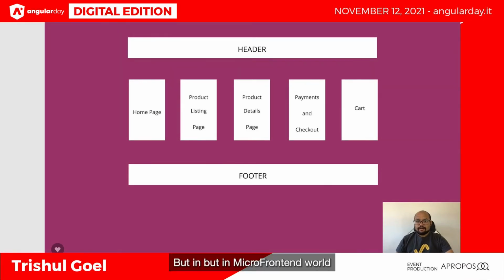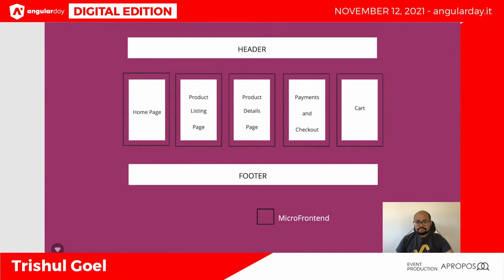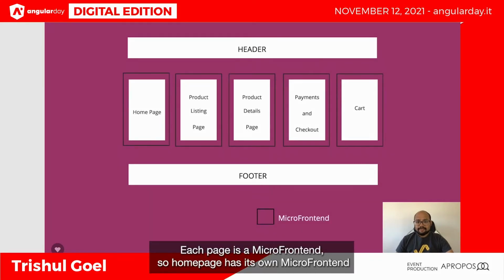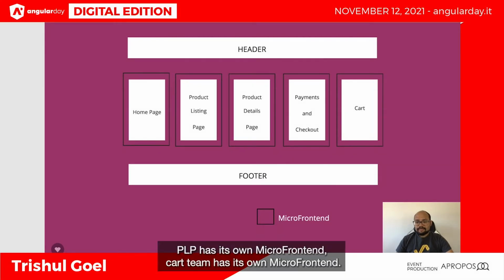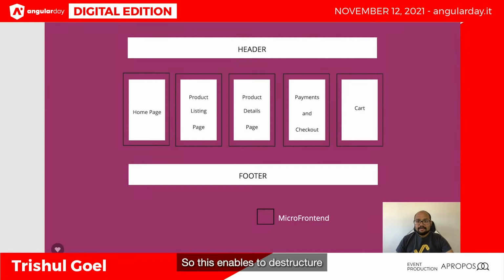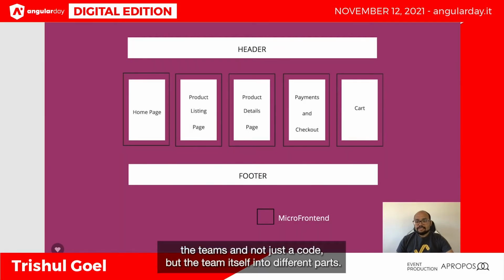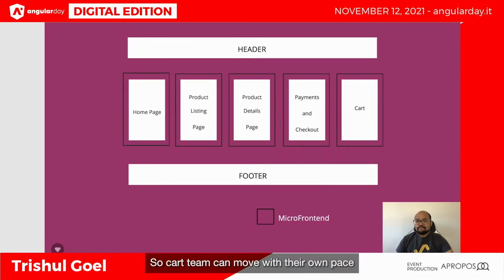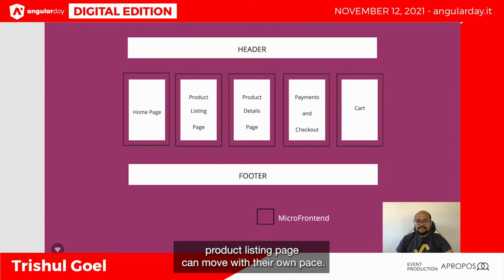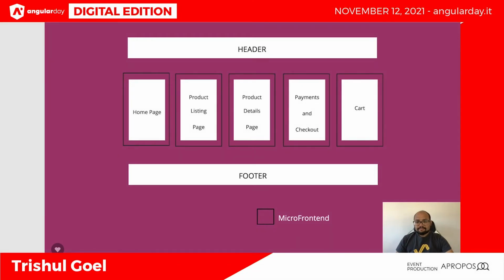But in micro frontend, what? Each page is a micro frontend. So the homepage has its own micro frontend, PLP has its own micro frontend, the cart team has its own micro frontend. So this enables us to decouple not just the code, but the team itself, into different parts. So the cart team can move at their own pace. The product listing page can move at its own pace.